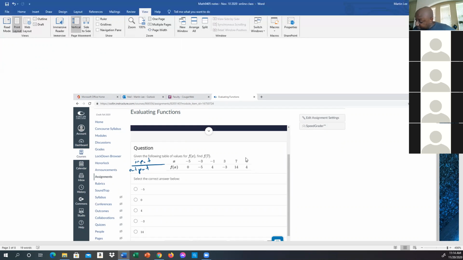So all of our x values represent the input. All of our f of x represents the output. So what they're asking us is, when our input value is 7, what is the output value? Well, when x equals 7, I look at my table, where here's when x equals 7. And what value is paired to that? Right below is 14. That means f of 7 equals 14. Another way to say it is when my input value is 7, my output value is 14.